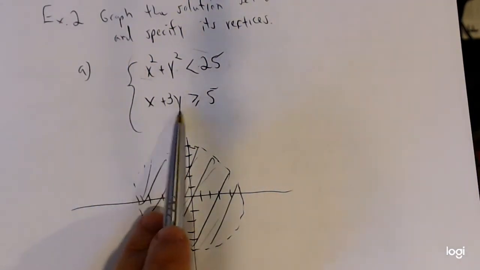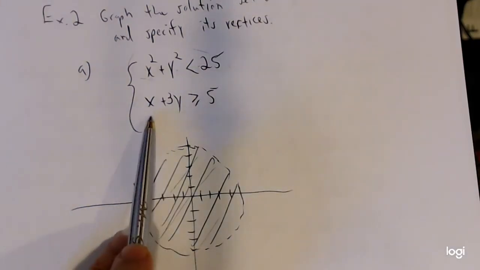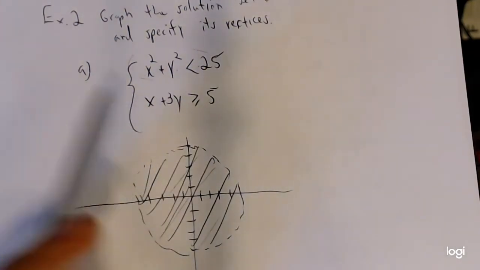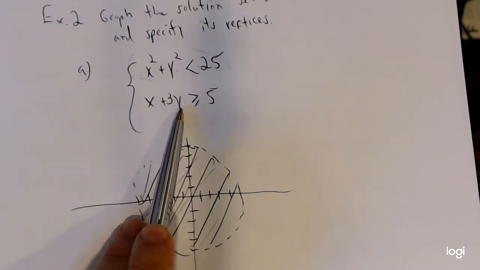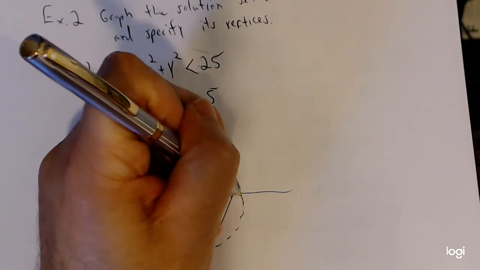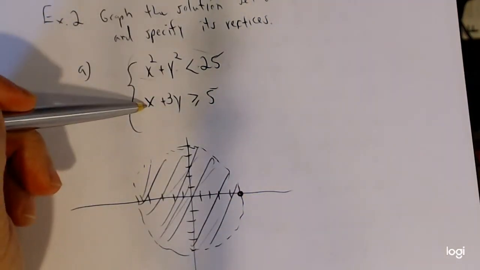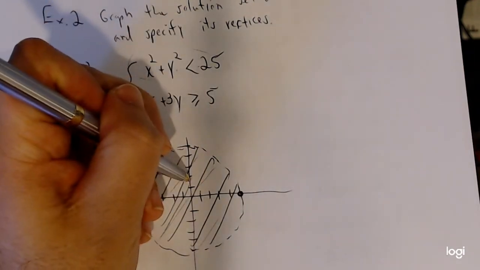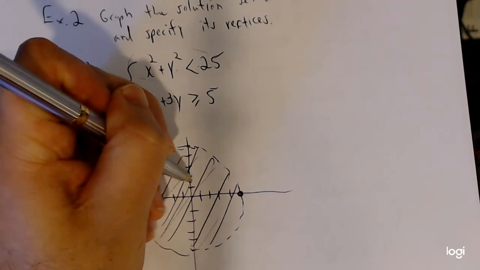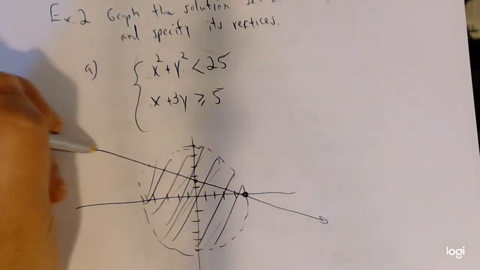So for x plus 3y is greater than or equal to 5, that we know is going to be what? That's going to be a line. So if I were to use the x and y intercepts, what do I need to do? Set y equal to 0, and if y is 0, x is 5. Then if I set x equal to 0, which would give me the y-intercept, my y-intercept is 5/3, which would be somewhere right there. Okay, so if I were to graph this line, it looks something like that.